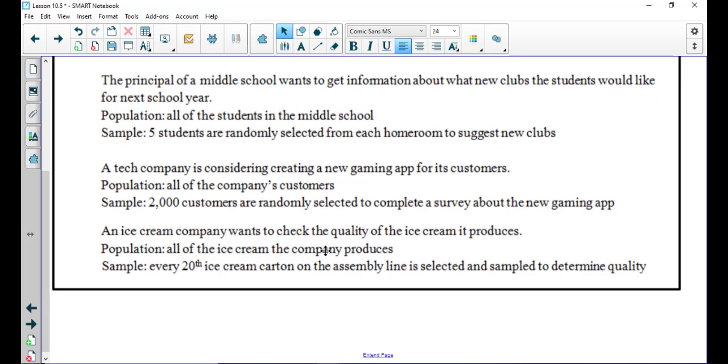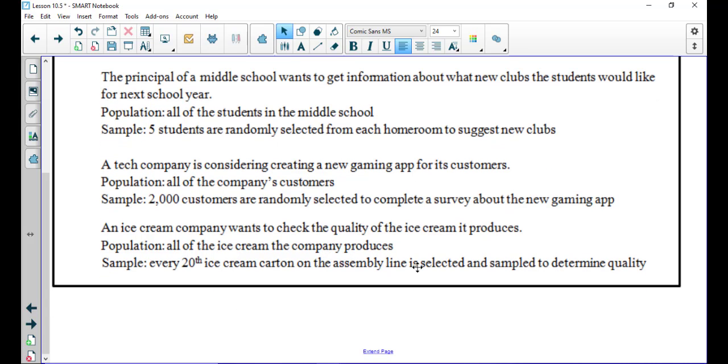Our second example, if we have a tech company considering creating a new gaming app for its customers, the population would be all of the company's customers. The sample could be 2,000 customers randomly selected to complete a survey about the new gaming app. The last example, an ice cream company wants to check the quality of the ice cream it produces. They're not going to open up every single canister, even though our population would be all of the ice cream the company produces. What they might do instead, and a lot of production companies do this, is they might select every 20th ice cream carton on the assembly line to be sampled to determine quality. And this is something that they frequently do on production lines just to make sure that the machinery is working correctly.